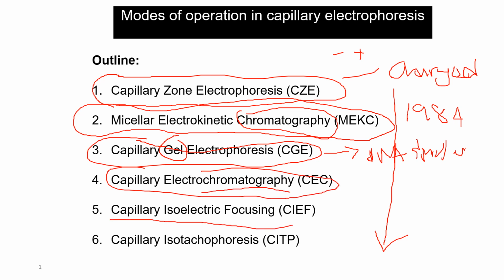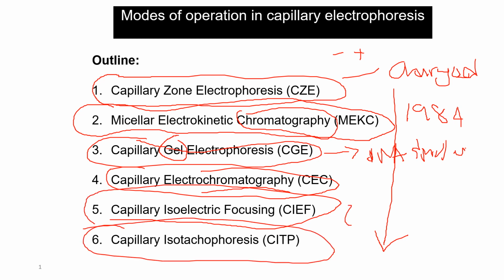And then we have capillary isoelectric focusing and capillary isotachophoresis. These two methods are what we call online pre-concentration methods in CE. It means that apart from analysis, we can also concentrate the analyte from very dilute to very concentrated, so that the detector can see the analyte better. All this while we could only do that using extraction, right? But in CE we can do that as well.